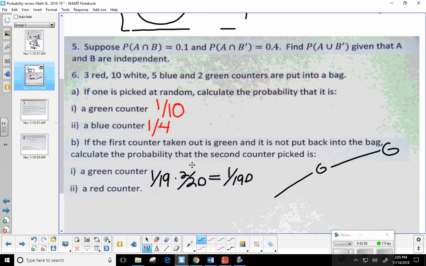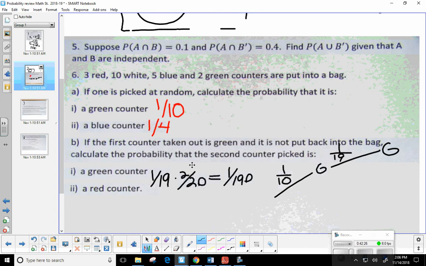Well, we already figured out the probability of pulling out a green counter. Remember, there were 2 out of 20, which is where we got the 1/10, right? But if we're not going to put the first green back in, we only have 19 left in the bag now, and there's only 1 green left. See, there's only one way to get the 2 greens.